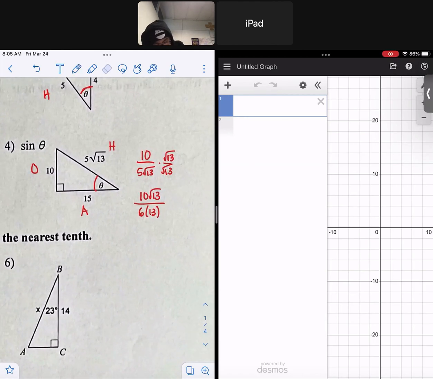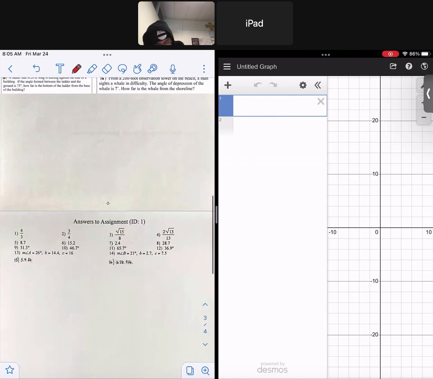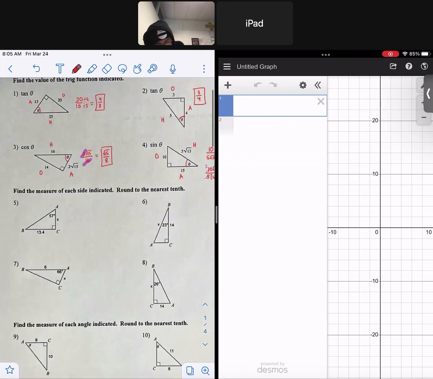Oh, I put a 6 there by accident. Now, one thing I noticed is this 5 and this 2 could cancel, and this 10 and this 5 could cancel, and that will just leave you a 2. So 2 rad 13 all over 13. And just to verify that that's good, yep, that is good. Okay.